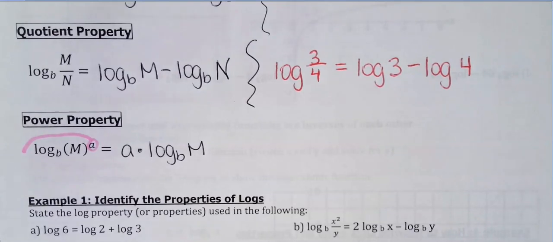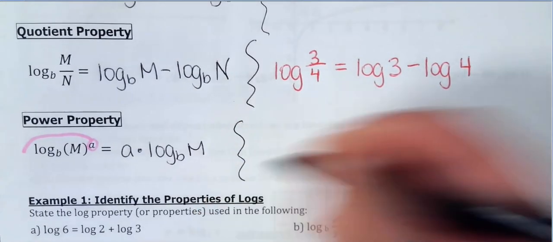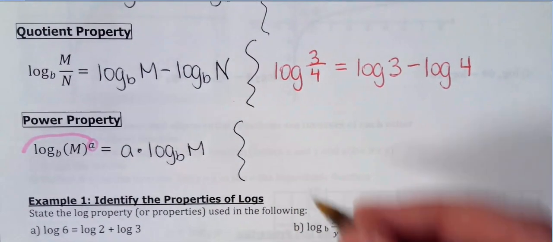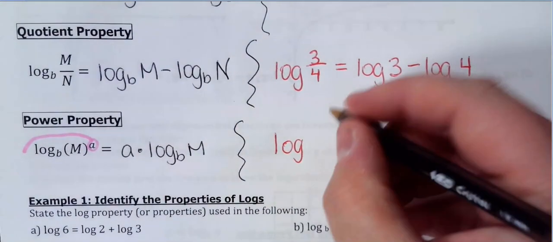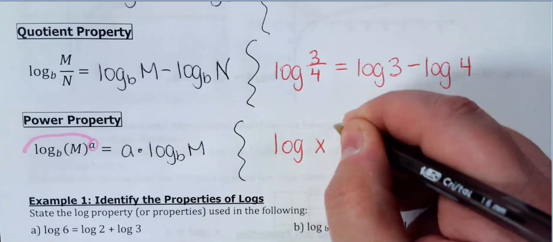All right, so I'm just going to make one up with variables and numbers here. Let's say we had the log of, I don't know, x to the 5th.